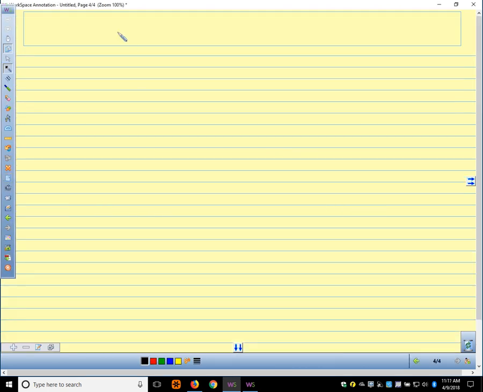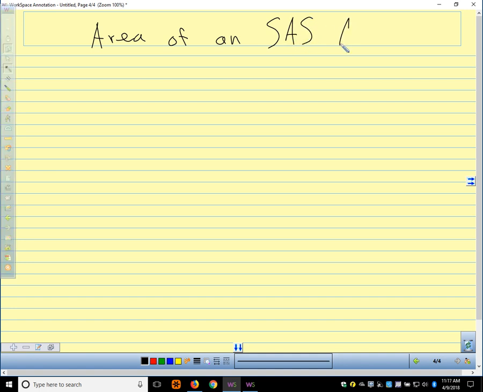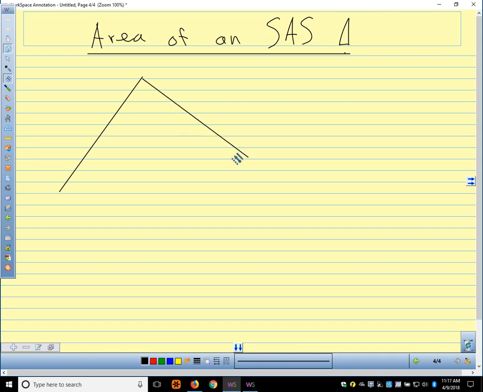All right, the last thing for today, a new area formula. Area of an SAS triangle. So if we have a triangle, we'll label it like we did when we were talking about trigonometry before, with capital letters for our angles and small letters for the sides across from the angles.